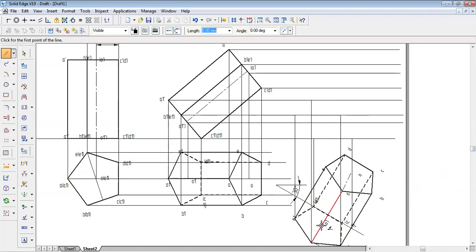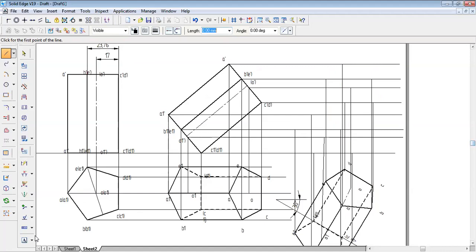Next, O1 is here. This is O1. Next, A will come here. A. Next, B is here. Next, C is here. C. Next, D is here. D. Next, E is here. E. Next, O.